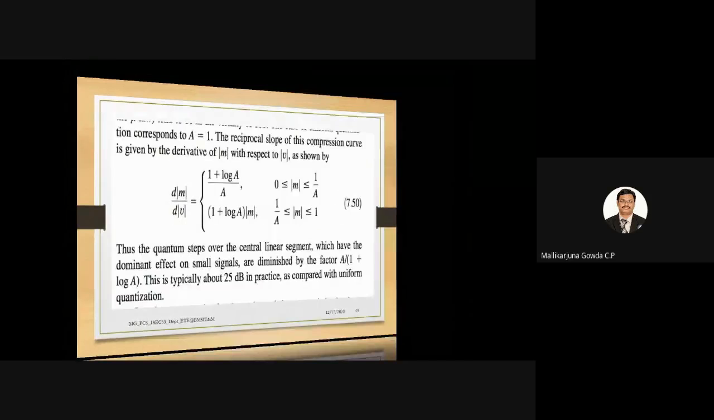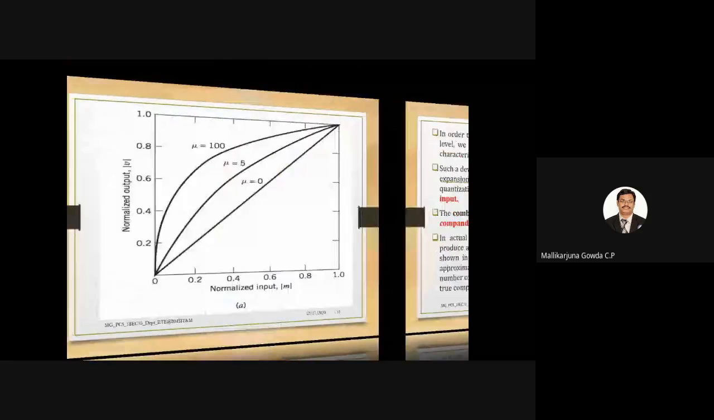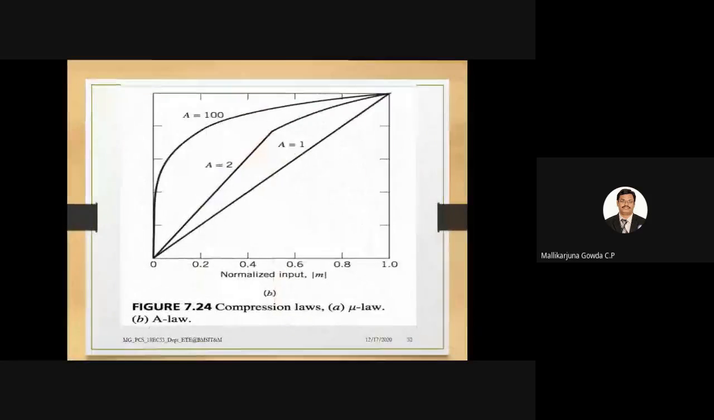Let me show the graph of A law. When A is equal to 1, it becomes uniform quantization because the output varies linearly with the input. For different values of A, you can see the bending of the curve, which indicates non-linearity. The maximum value of A used is 100.